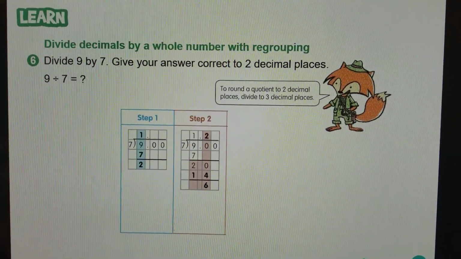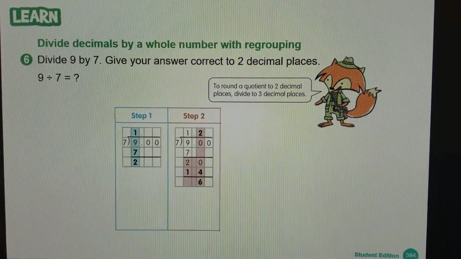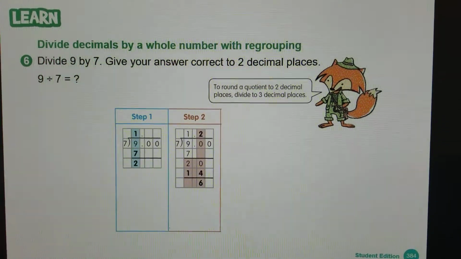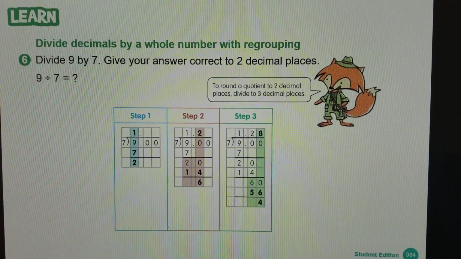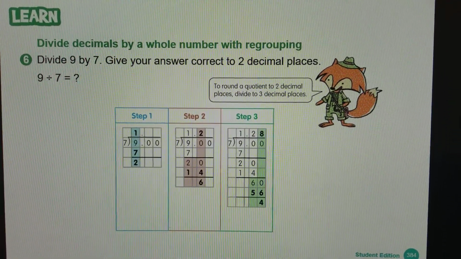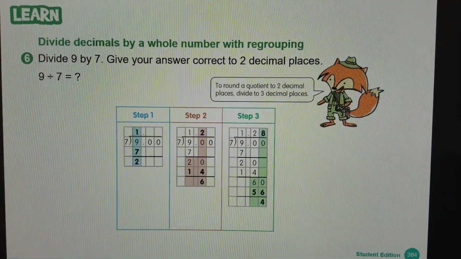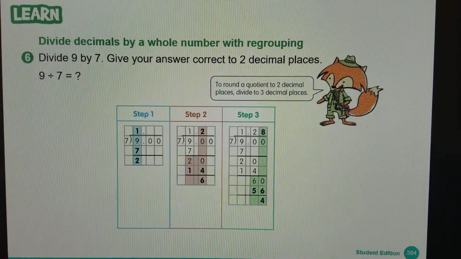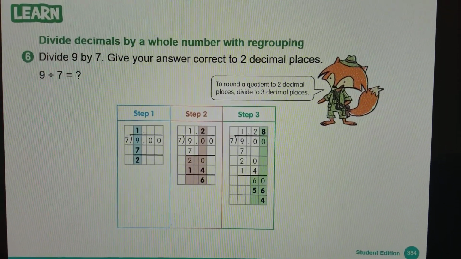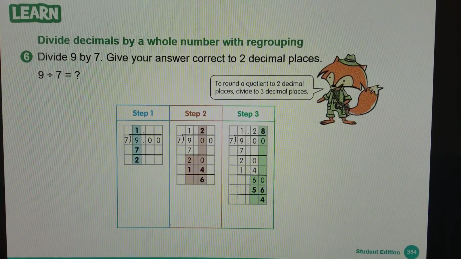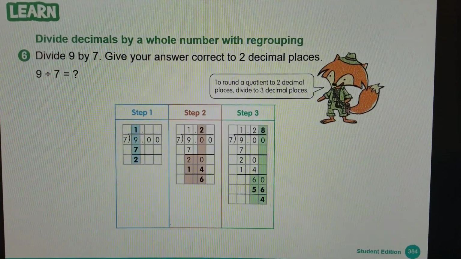How many times does 7 go into 20? 7 times 2 is 14. I have 6 left, which is 60 hundredths. 7 into 60, 7 times 8 is 56. I have 4 left, which again, now we can stop because they want our answer to the nearest... to the nearest 2 decimal places.